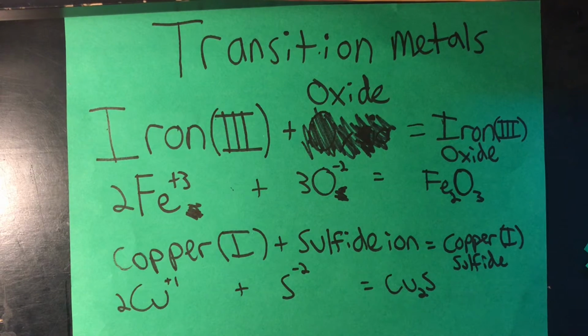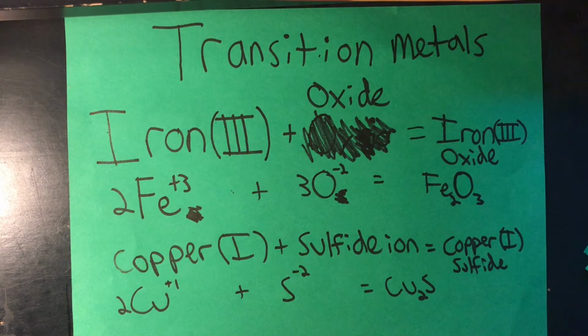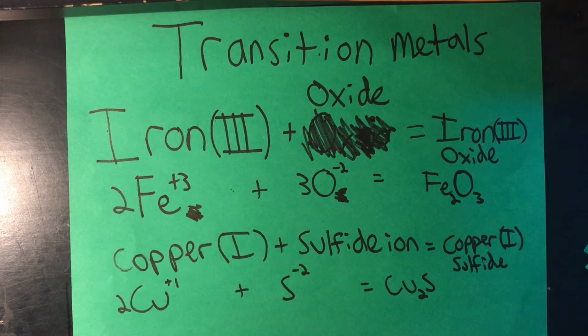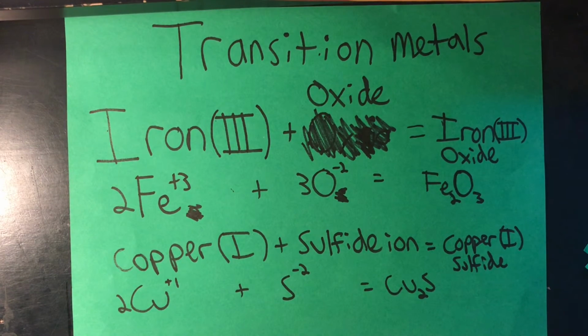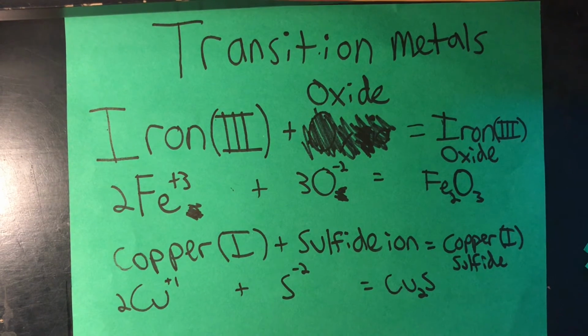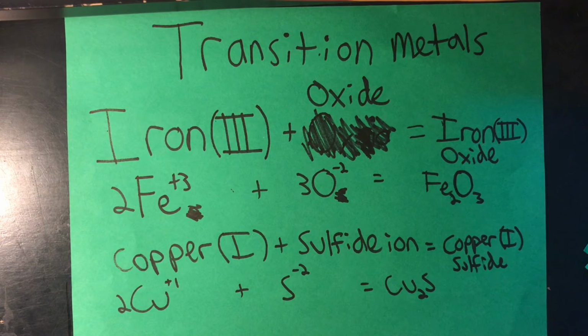On to transition metals. This is where it gets a little bit tricky. In iron and copper and most transition metals, they contain two or more different charges that they can be in, and that changes the ionic compound. So iron(III) oxide and iron(II) oxide are different. The way to specify it is using a Roman numeral. The Roman numeral always refers to the cation, so iron(III) oxide would be different than iron(II) oxide. Copper(I) sulfide would be different than copper(II) sulfide.